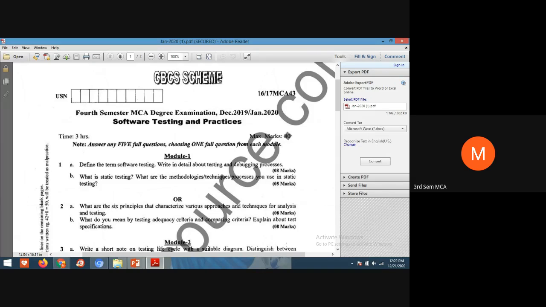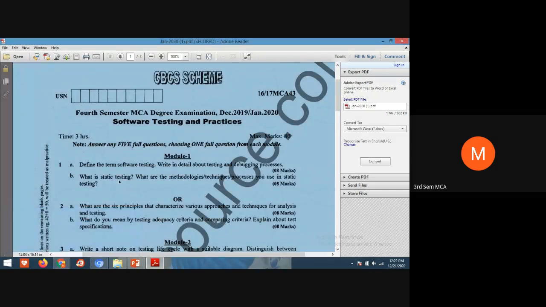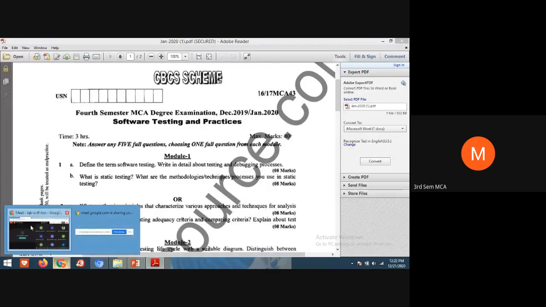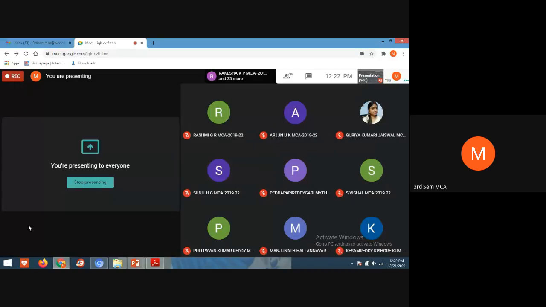So what is software testing? You have to write the definition for software testing, and you have to write in detail about the testing and debugging process. Yes, what is the answer? Students, can you all write the answer for this question 1A? Anybody have doubt?